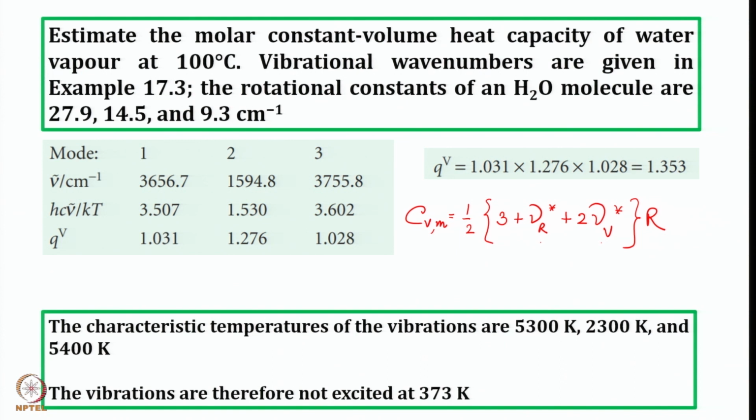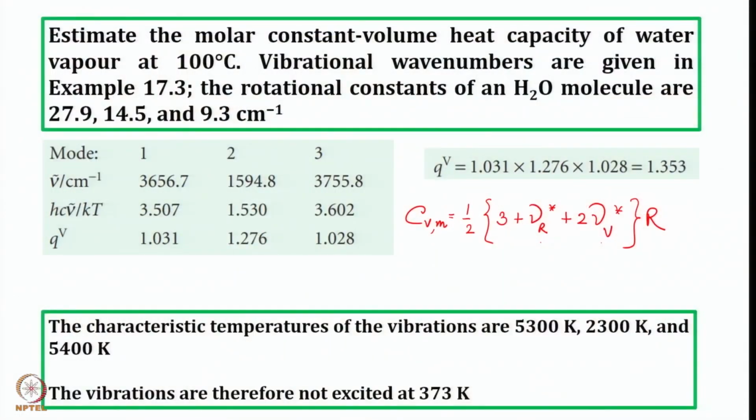Let us talk about vibration first, because generally we say that the vibrational energy levels are far separated, so their contribution may be very small. The first step is to calculate the characteristic vibrational temperature. How do you calculate the characteristic vibrational temperature? Use h c nu bar is equal to k theta_V. We are interested in finding the value of theta_V from the knowledge of Planck's constant, speed of light, wave number and Boltzmann constant.